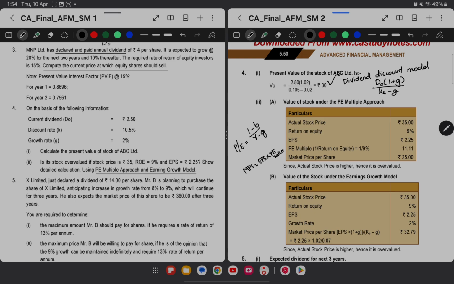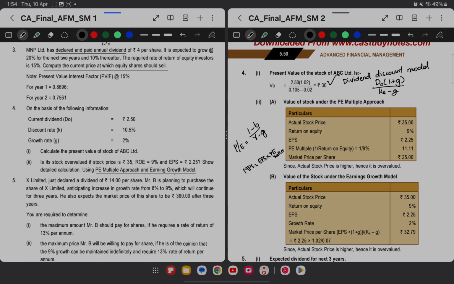Going to the second requirement: is the stock overvalued if the stock price is 35, return on equity is 9% and EPS is 2.25? Show detailed calculation using PE multiple approach and earnings growth model. So here also there are two requirements in the second requirement. So let's go one by one. PE multiple approach. PE is nothing but the price earning approach.